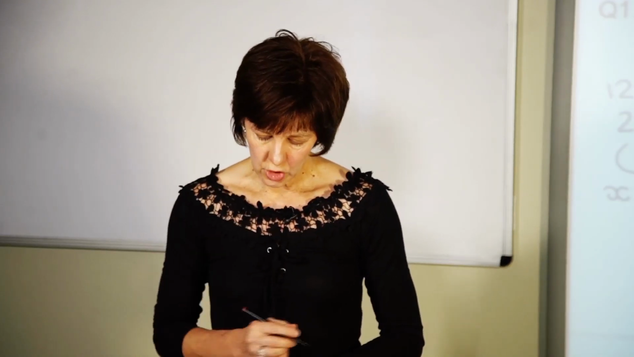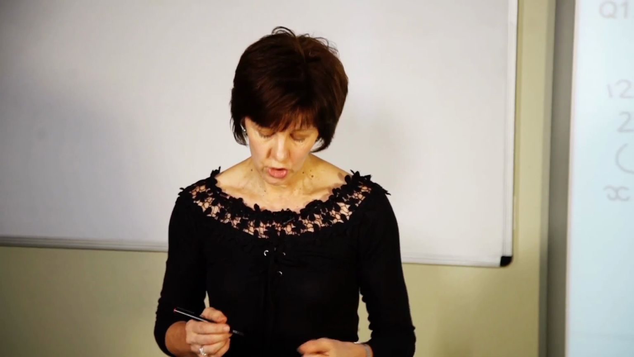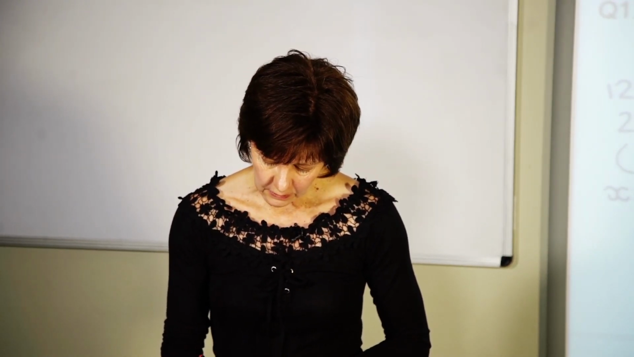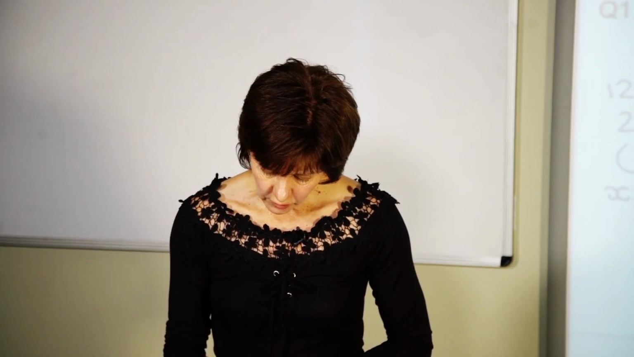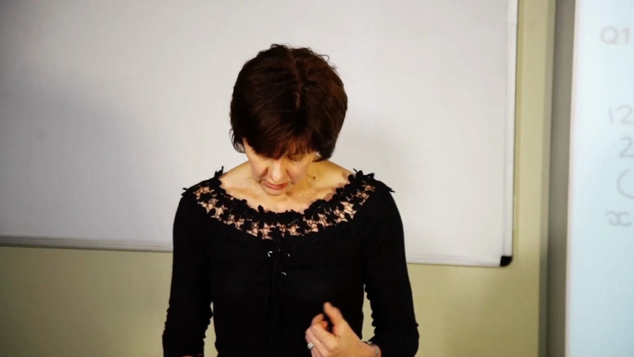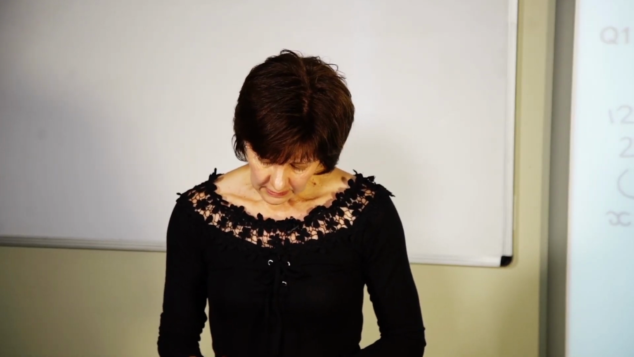Okay, in our next question, it's a new question. Here I'm being given the equation of g(x). g(x) is equal to 4x cubed plus 15x squared minus 18x plus 6. So I've got a new expression, g(x). Now, they ask me to determine the coordinates of the turning points.